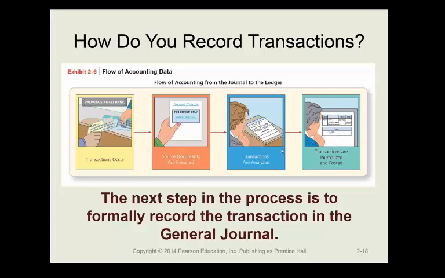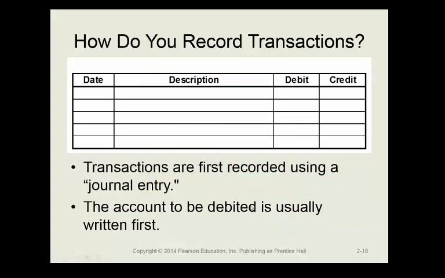Okay, so we analyze the transactions, we determine what two accounts are affected and how we're going to prepare the journal entry. Then we journalize it and we post them. So we record the transaction, the journal entry, in the general journal, and we post it to the T accounts. So this is what we call a journal entry.